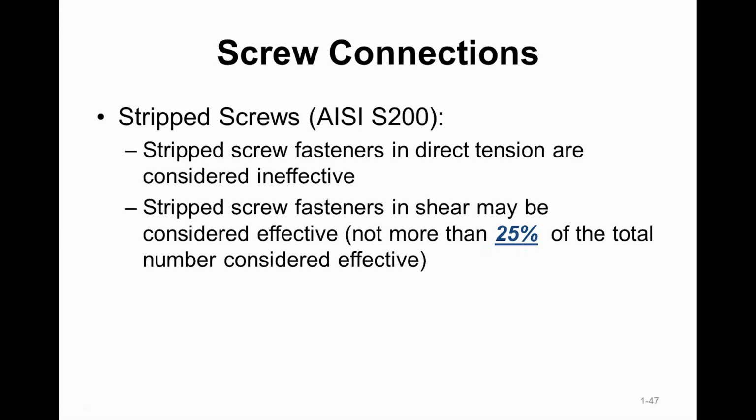For example, if I have a screw connection that has 4 screws, I can have one of those screws stripped and I don't have to do anything. I haven't lost capacity. That's basically what this provision is telling me. The basis for this information comes, again, from one of my master's students' thesis. So this is based upon testing.